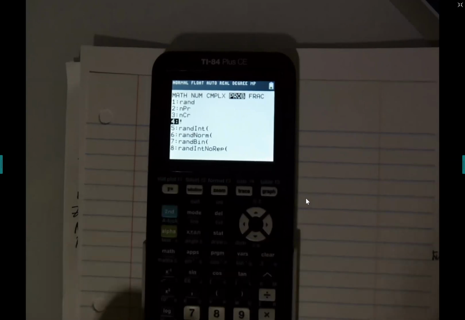Go to number 4 and press enter. Just like a computer, guys, to execute something, you have to press enter. So press enter. Press enter again, and you're gonna get your answer: 40,320.